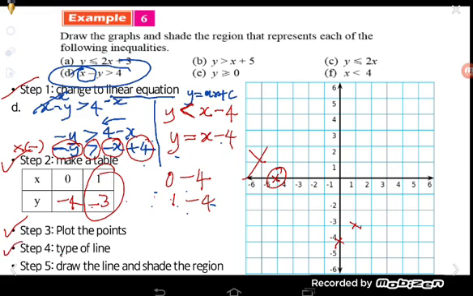So next, type of line. It is less, so the type of line is a dash line. So remember to dash it. Okay, then you have drawn it. Then now you shade. The inequality symbol is less. Less will be below here.